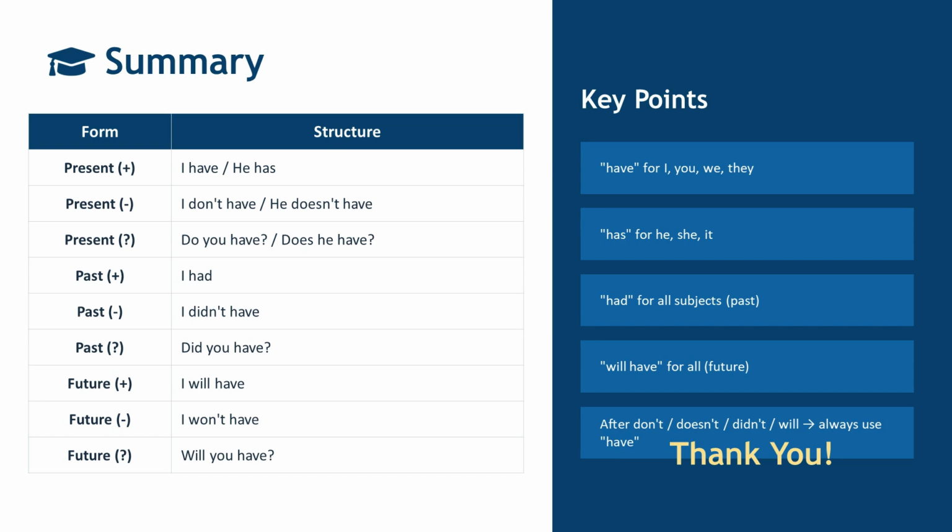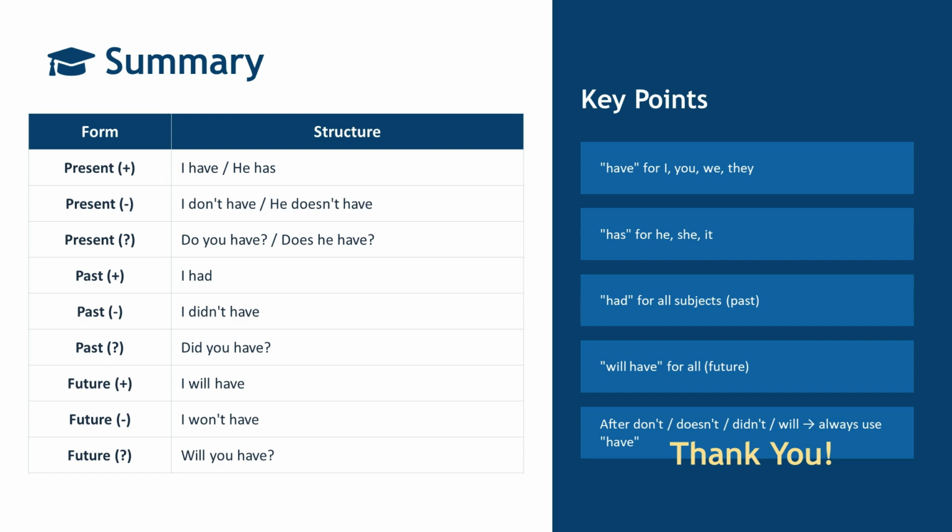In the present tense, we use have with I, you, we, and they. And we use has with he, she, and it. For negative sentences, we use don't have and doesn't have. For questions, we use do you have and does he have. In the past tense, we use had for all subjects. For negatives, we use didn't have. And for questions, did you have. In the future tense, we use will have for all subjects. For negatives, won't have. And for questions, will you have.